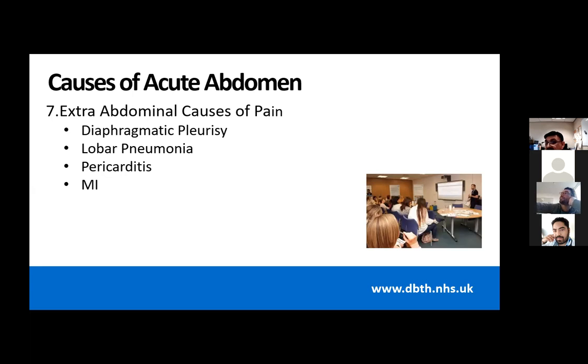Pericarditis can sometimes present with abdominal pain, and last but not least, myocardial infarction can also sometimes present with vomiting and abdominal pain. So that can be a very challenging thing as well.